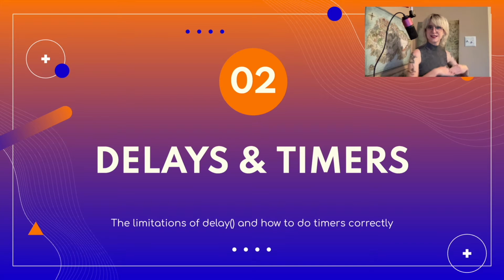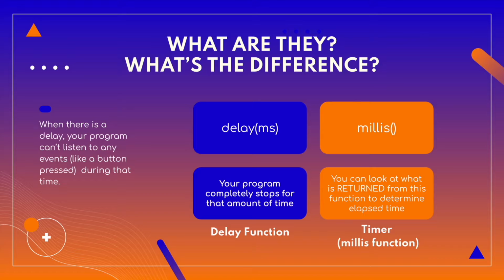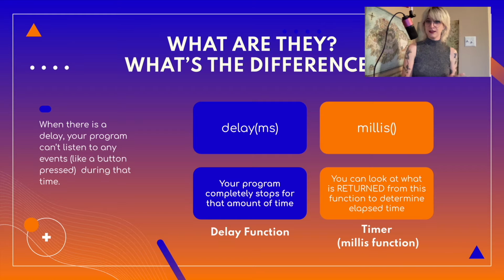Next, delays and timers. What is a delay versus what is a timer? And what are the limitations of delay and how to do timers correctly. When there is a delay in your program, when you use the delay function, we send in the number of milliseconds. The issue with that is that the program just gets lazy. It's like, delay for 5 seconds. For that 5 seconds, the program is like, I'm gonna stop listening. I don't care what you have to say. I'm just gonna chill out, do my thing. And no other lines of code can be executed.